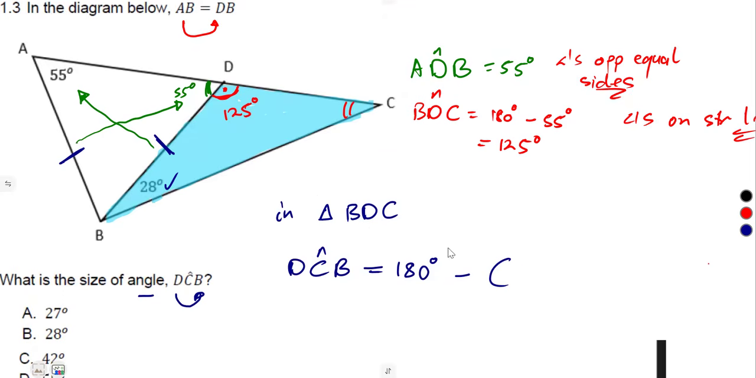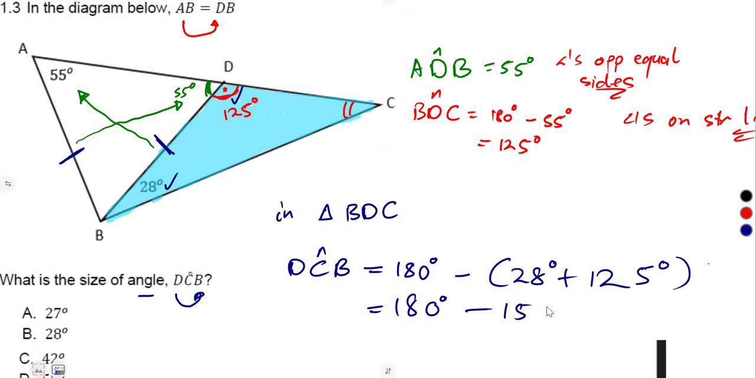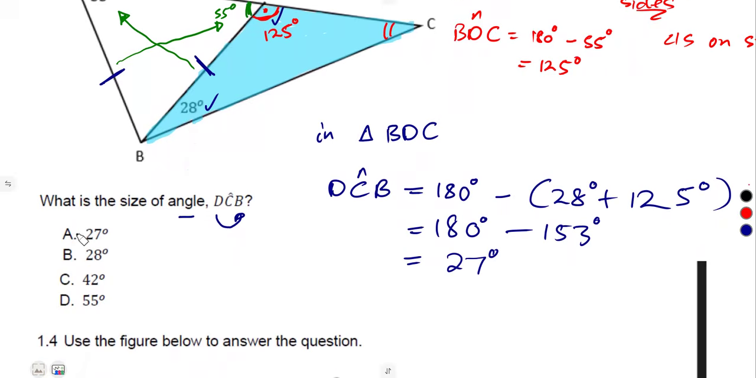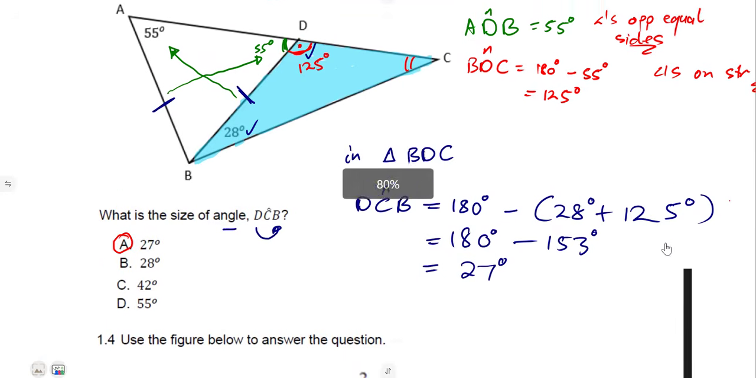So we are going to subtract the 28 degrees and the 125 degrees inside of that triangle BDC. All right, so that is going to give us 180 degrees minus 153. Then subtracting these two, we obtain 27 degrees, meaning the best answer is A, where there is 27. So that is how you can answer this one. There are so many ways.